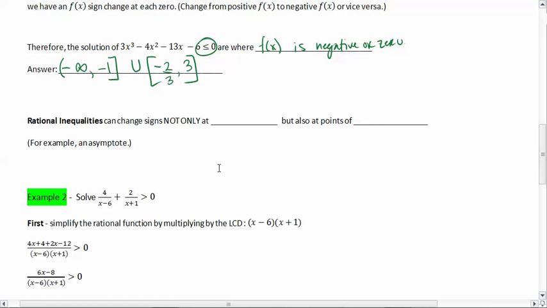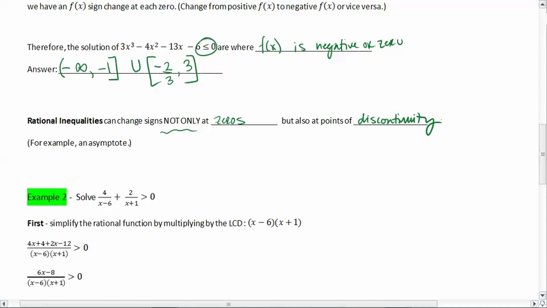The next section is rational inequalities. We talked about rational functions in the last section, where we had some function a of x over some function b of x. We have fractions essentially. So rational inequalities can change signs. We can change from positive to negative. We can cross that x-axis or change the value of our function, not only at zeros, as we saw for polynomial inequalities, but also at points of discontinuity.